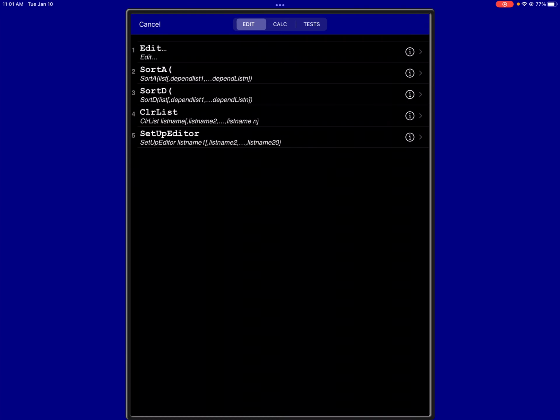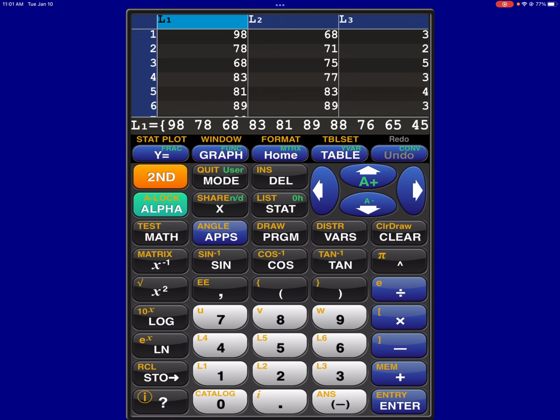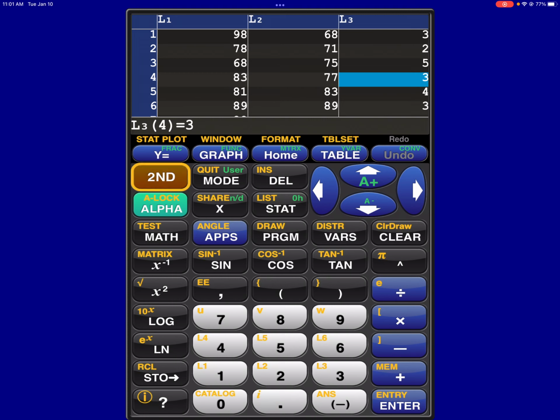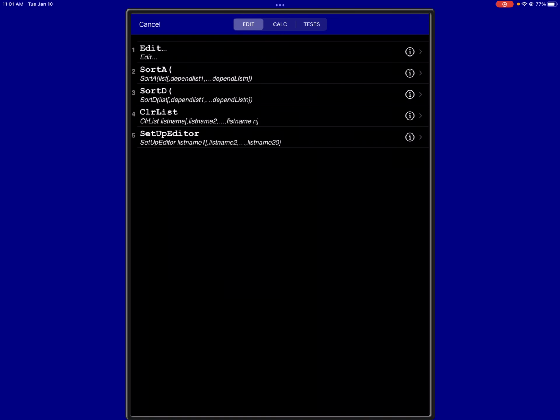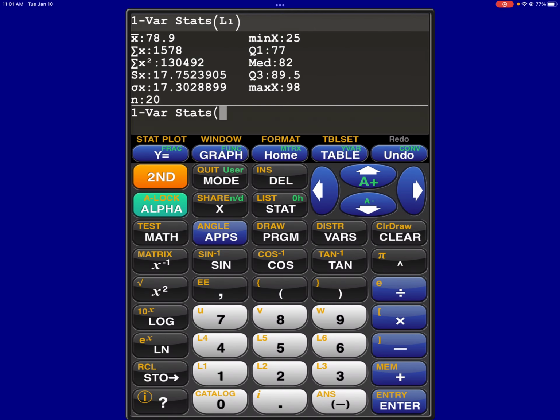And so again, if I go to stat and edit, notice list 2 and list 3 already have the data in there, because I didn't want to bore you by typing it in. So now, let's go back to the main screen. Hit stat, calc, 1-Var Stats. But in this case, since I've got 2 lists that I'm working with, I'm going to have to enter both of them here. So I'm going to hit list 2 and then comma, which is above the number 7, list 3. And then hit enter.